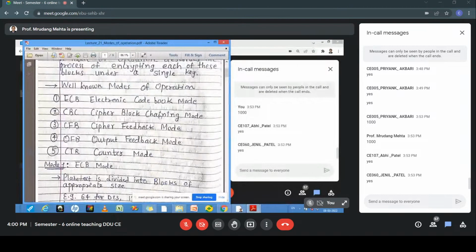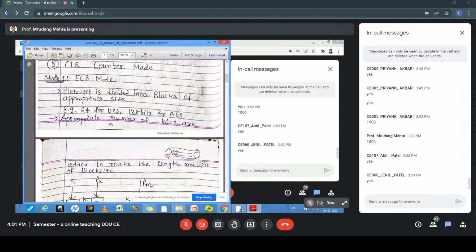There are 5 popular modes. First is electronic code book mode, then cipher block chaining mode, cipher feedback mode, output feedback mode, and counter mode. First we see electronic code book mode. This is more about the design, how these are designed. So we want to apply DES and AES to plain text, and how can we apply this in different modes? The first mode is electronic code book mode.